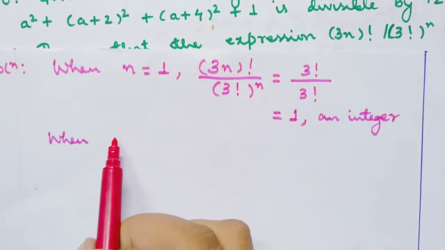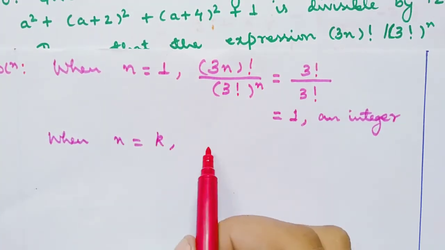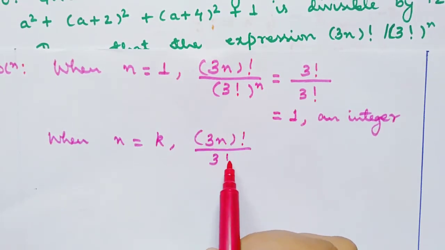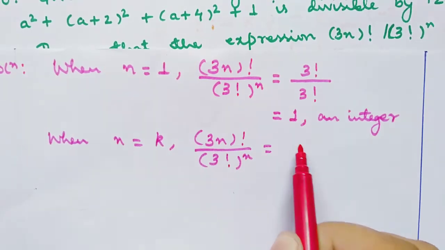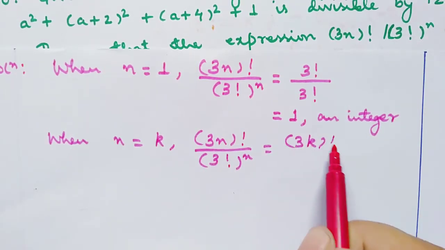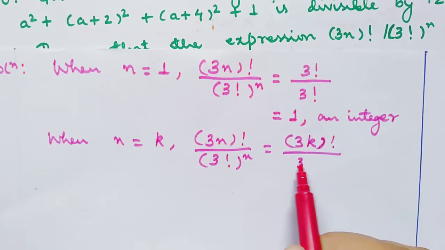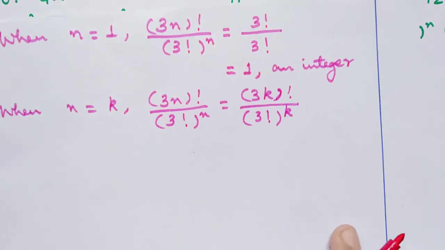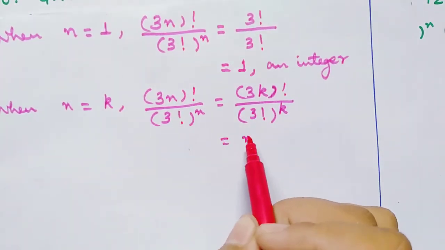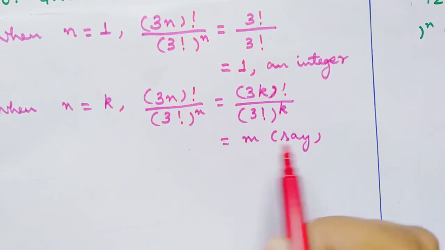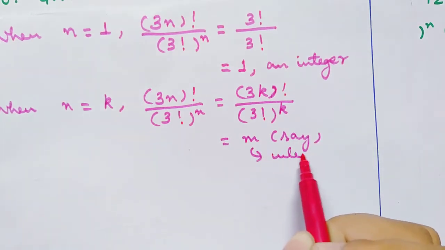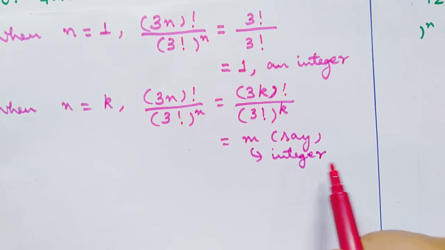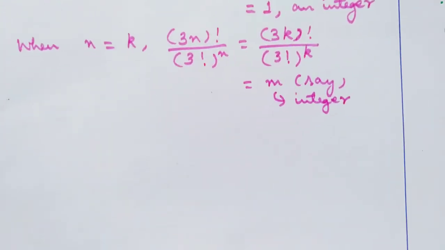Now, when n is equal to k, the given expression becomes (3k)! / (3!)^k. Suppose this is an integer. Let's say that the integer is m. Now we shall prove that the result is also true when n is equal to k plus 1.